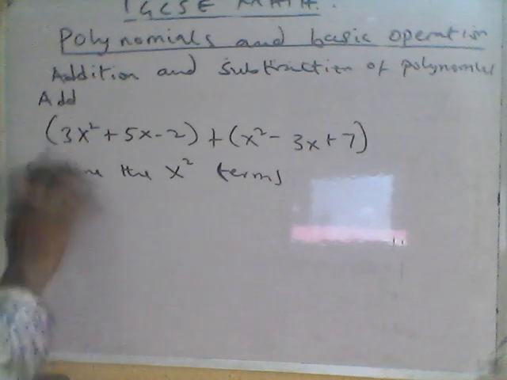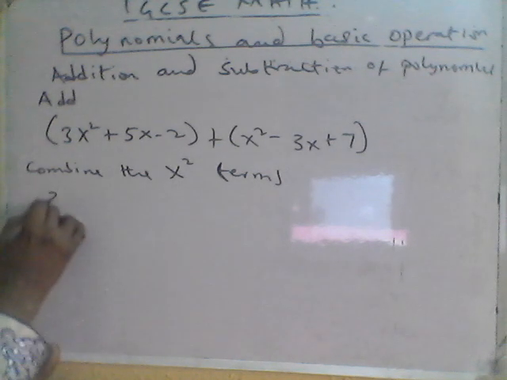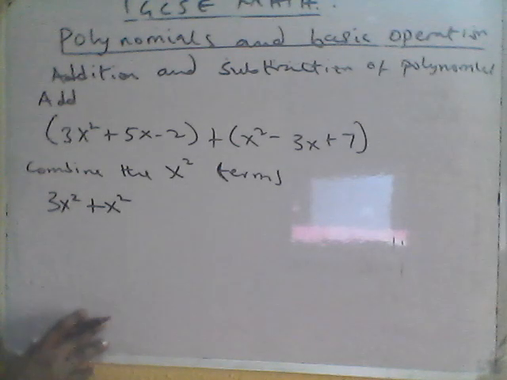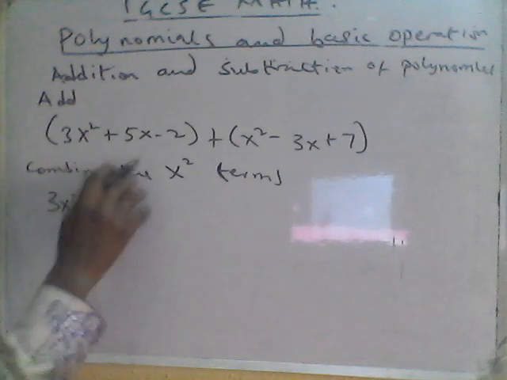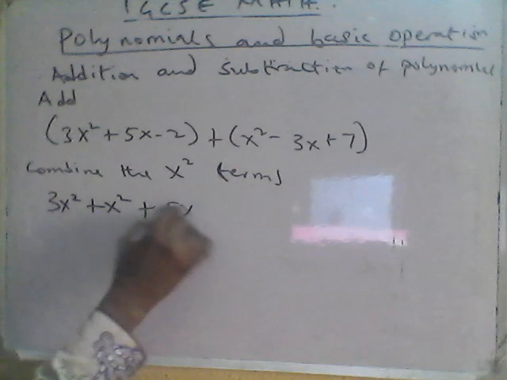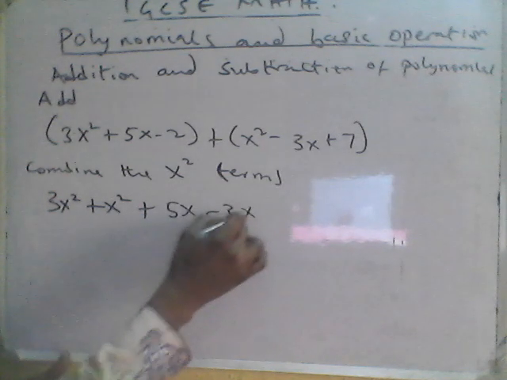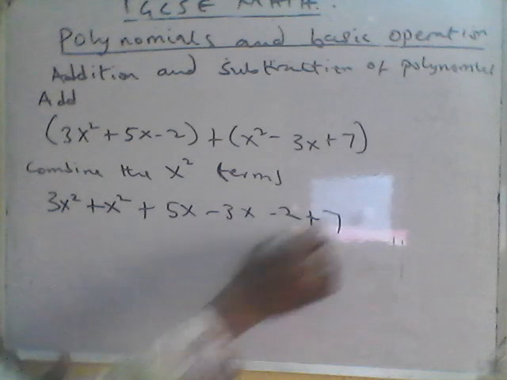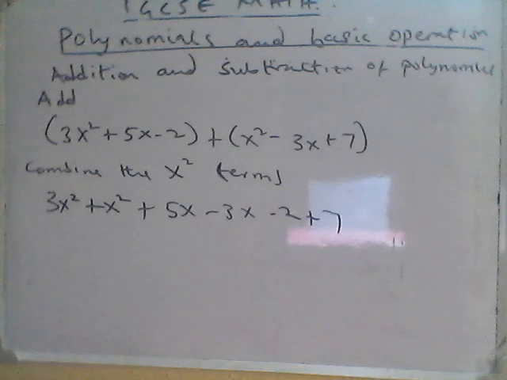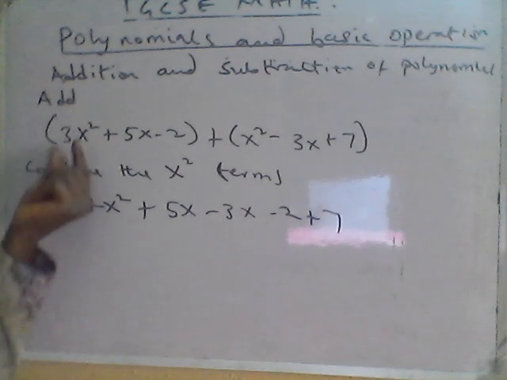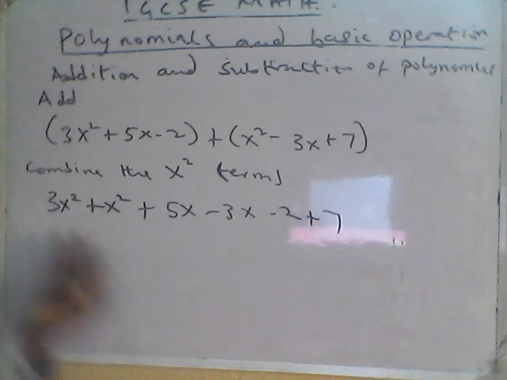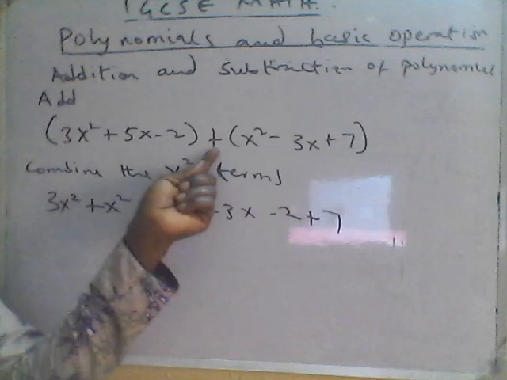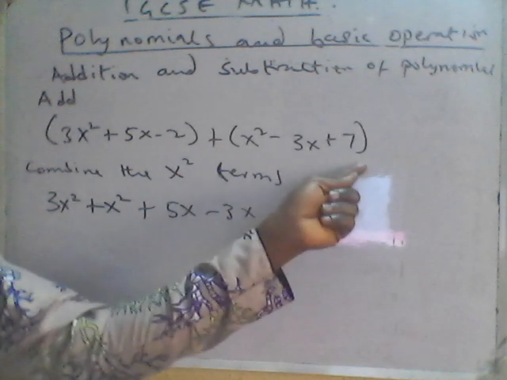Okay, so I'll walk through this. I will say 3x squared plus x squared, right? Then I will combine the x only terms, plus 5x minus 3x. Then I'll combine the constant terms, minus 2 plus 7. As I'm combining them, I'm taking the operations along with them. So this is 3x squared. When I want to take x squared, I will take the operation before it. Mind you, this plus is not affecting what's inside here because it's plus.